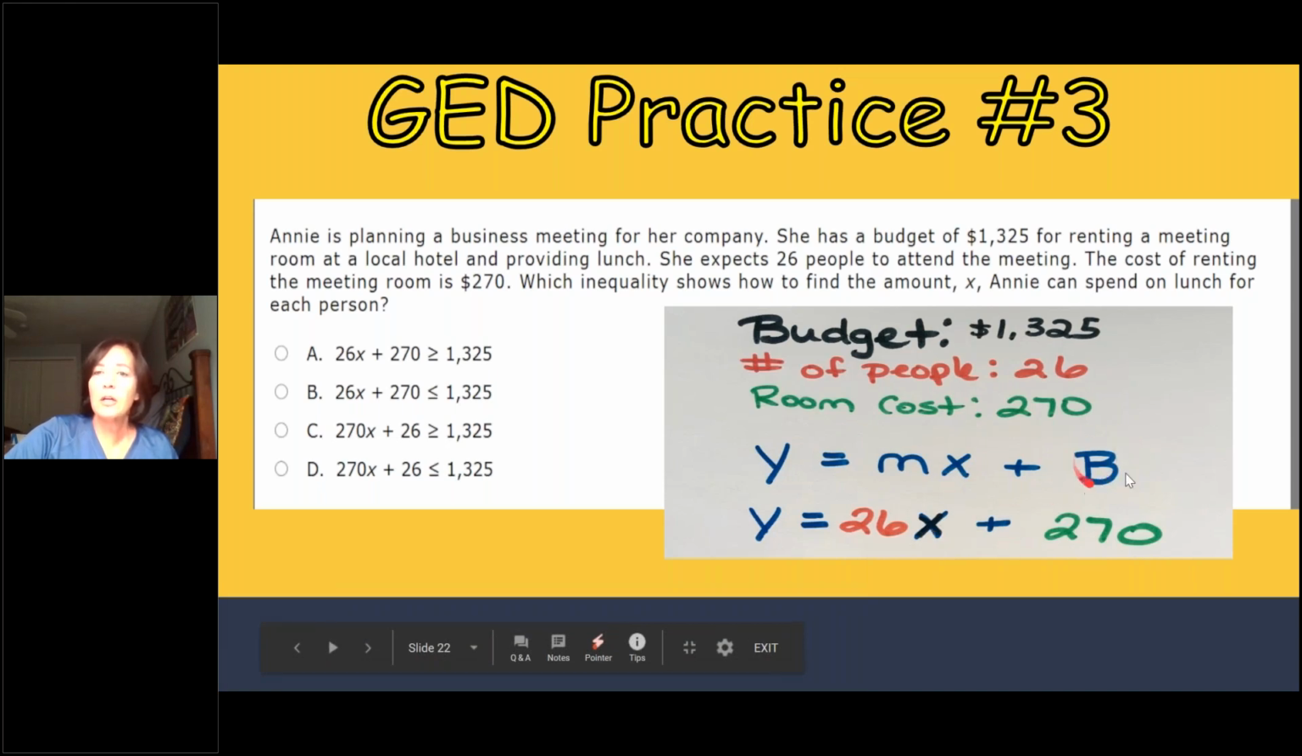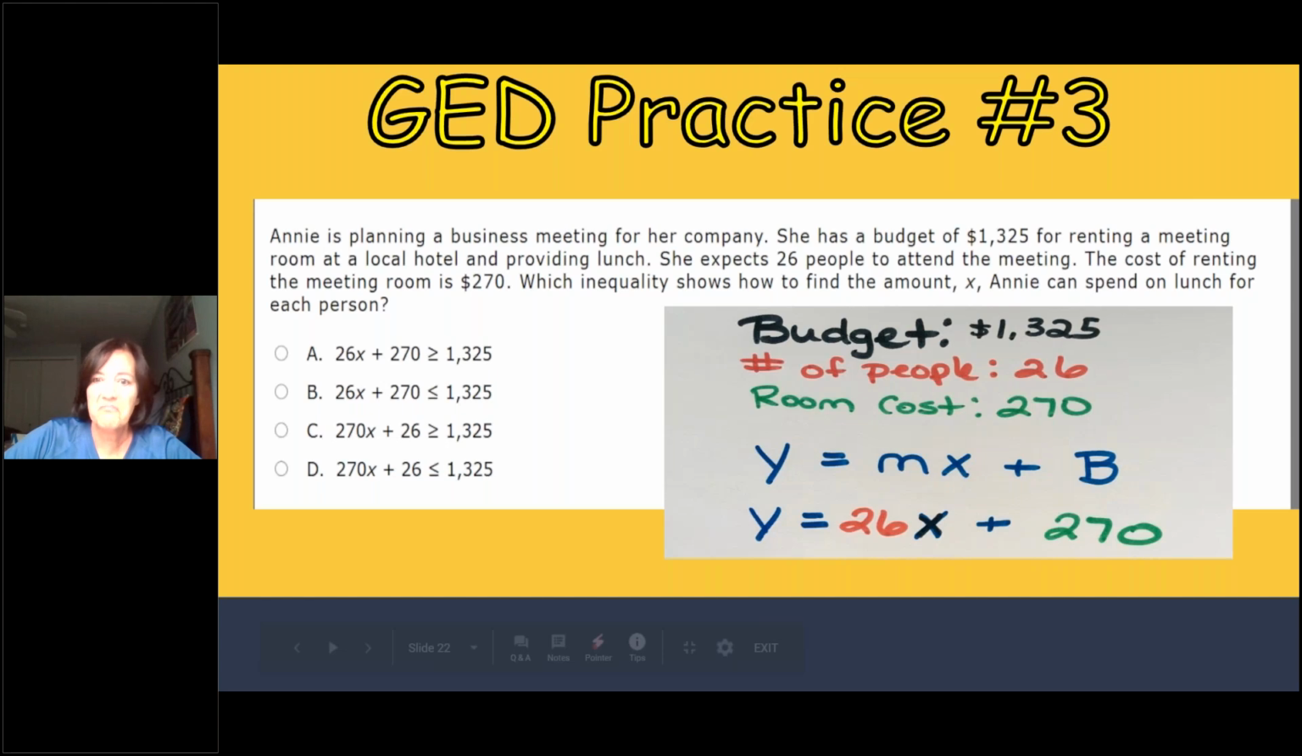And then for our y-intercept, that's where I substituted our room cost. I did that because when we're figuring out our expenses for this meeting, before a single person attends, our starting point, or the beginning amount of money we're going to have to pay, is $270 for the room cost. So that number has to be added on to the cost of lunch multiplied by our number of people. So we have our equation, y equals 26x plus 270.